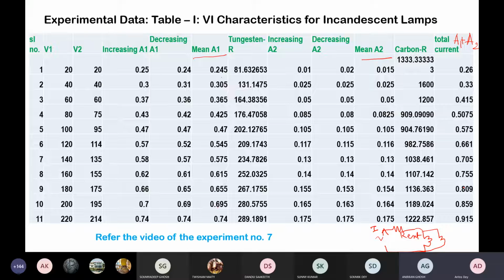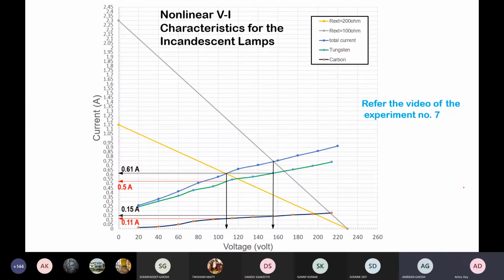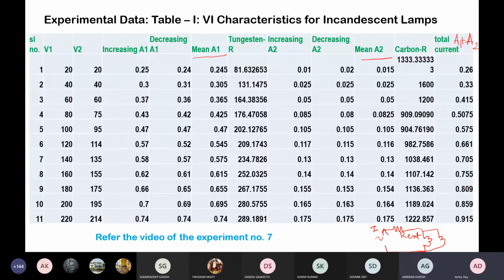So we will need this when we do the plot. So what we do first to get the VI characteristics is plot the voltage along the x-axis, and then along the y-axis A1, mean A2, and total current as well.